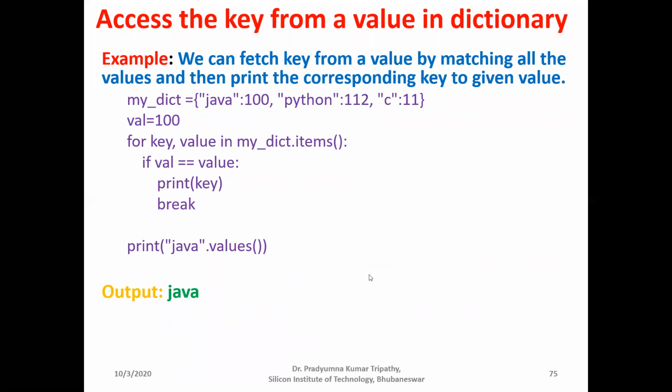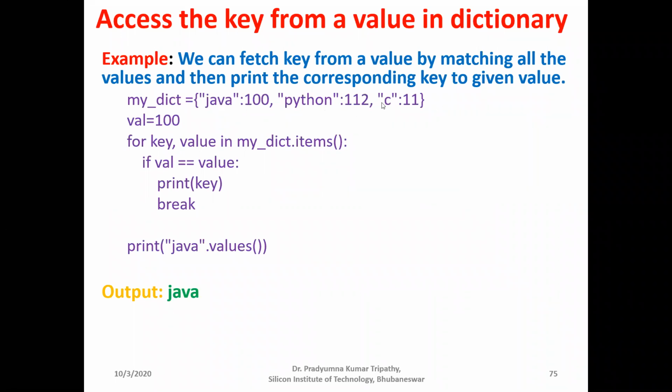Okay, so let us take an example where we want to access a key from a value. I have already given one example earlier. You can see over here, this is a dictionary with Java 100, Python, and so on. The value we have taken as 100, for example. This is the key-value in my dictionary items. So what does it mean? The key will become all of these, and the value will become Java, Python and C.